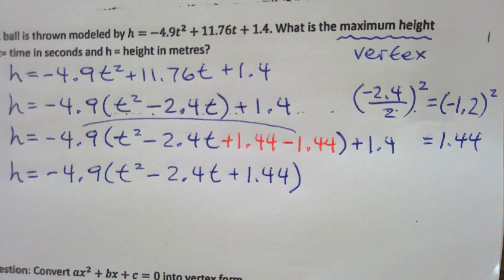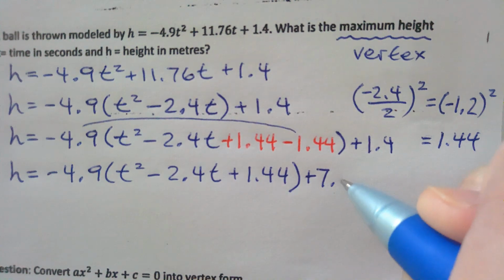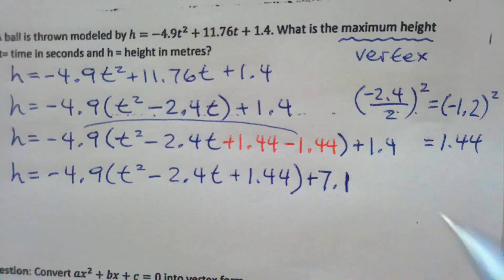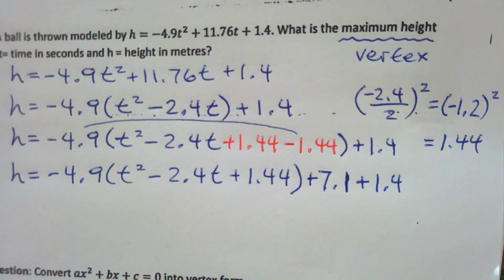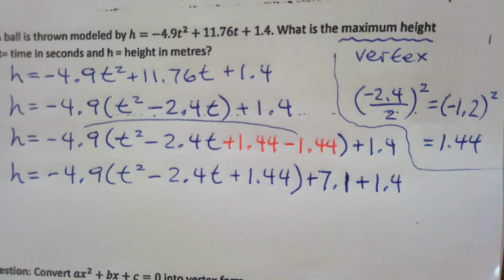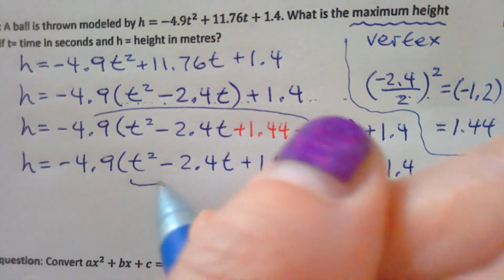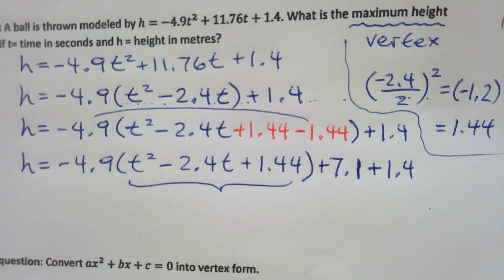So negative 4.9 times negative 1.44. I get positive 7. Let's round it to 7.1. Okay, don't forget this 1.4 is still on the outside. I haven't done anything with it yet, so I keep it there. So the purpose of that is to create this perfect square right here.